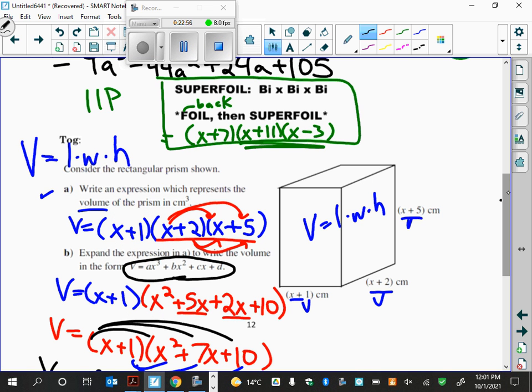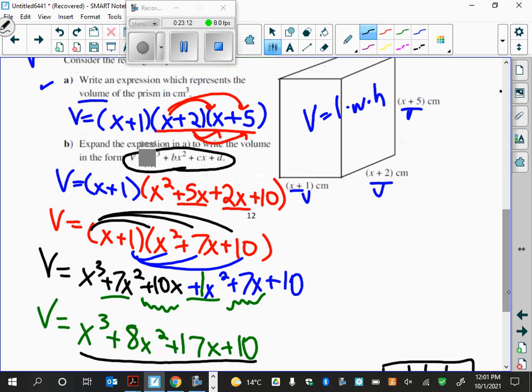And we did this question, volume equals length times width times height. So 3 binomials. And how you do 3 binomials multiplied by each other is you FOIL the back two, preferably, and then collect like terms, and then SuperFOIL when you get to here. Okay, so 10 arrows this time, and be very, very proud of yourself if that's the answer you got.